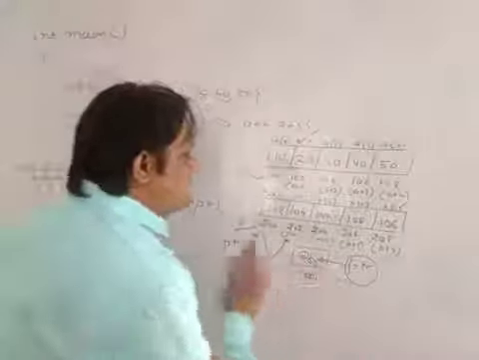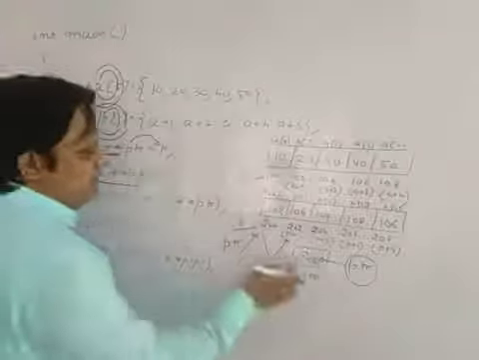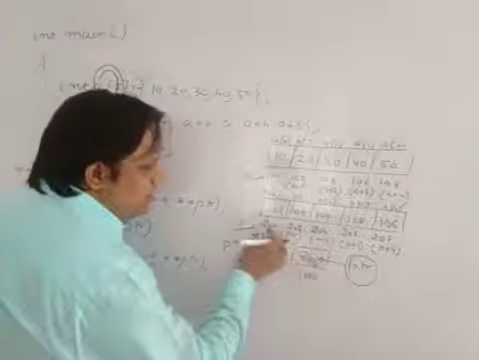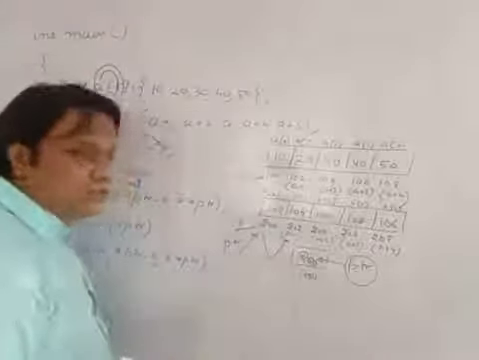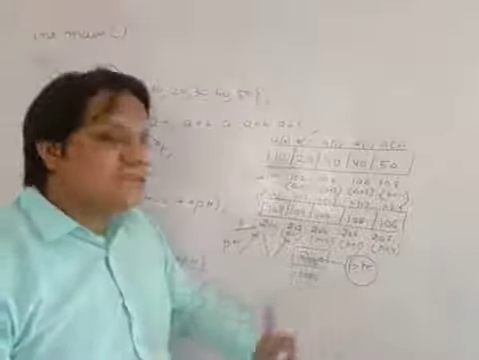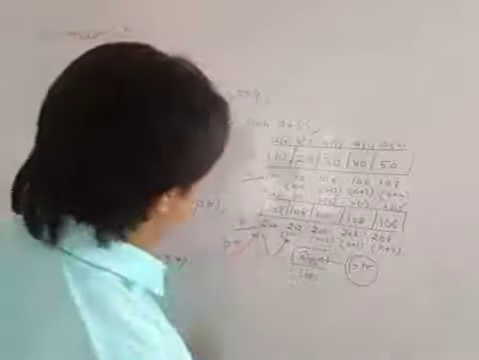But since ptr is not an array, ptr is a normal pointer to a pointer variable, therefore the value of ptr is p and the value of p is 200. Therefore ptr is pointing at 200. Don't tell me that ptr is 1000. No, ptr is not 1000 because ptr is not an array. ptr is a normal pointer to a pointer variable. Therefore the value of ptr is 200.